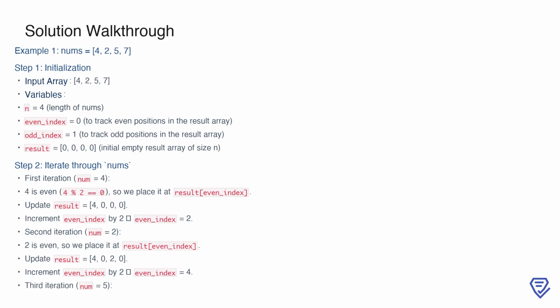The first number is 4, which is even because 4 % 2 equals 0. So, we place 4 at the position indicated by even_index, which is result[0]. This updates the result array to 4, 0, 0, 0. Then, we increment even_index by 2 to point to the next even position, making even_index equal to 2. Next, we encounter the number 2, which is also even. We place it at result[even_index], updating the array to 4, 0, 2, 0. Again, we increment even_index by 2, so it now equals 4.